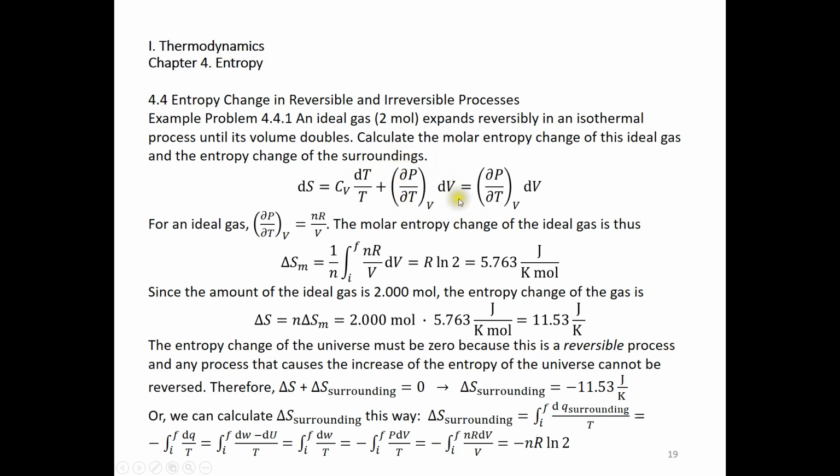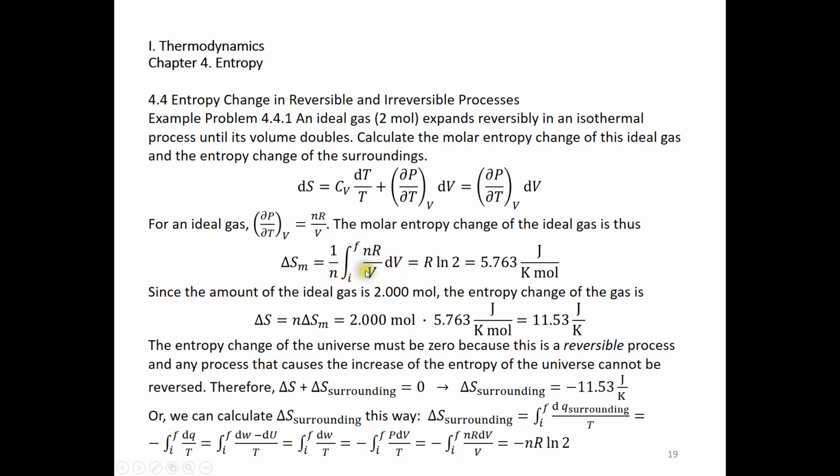Therefore, we just need to look at one term. Over here, the volume is doubled. So we just need to integrate this. How can we integrate this? First, it's an ideal gas. So (∂P/∂T) is equal to nR over V for an ideal gas. It's just a simple derivative problem. And then we can replace this derivative with nR over V.